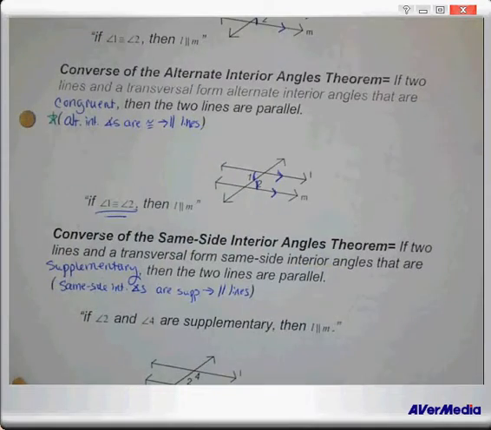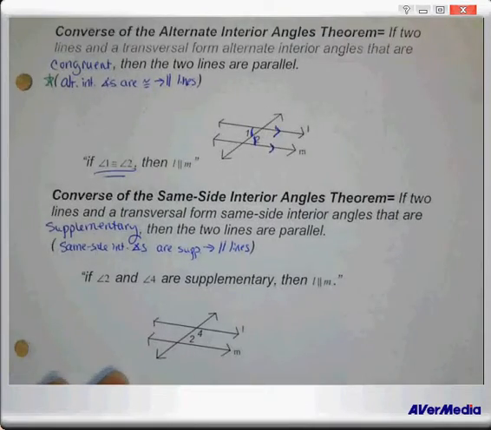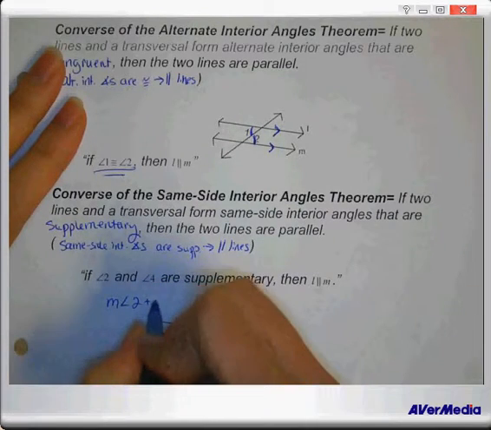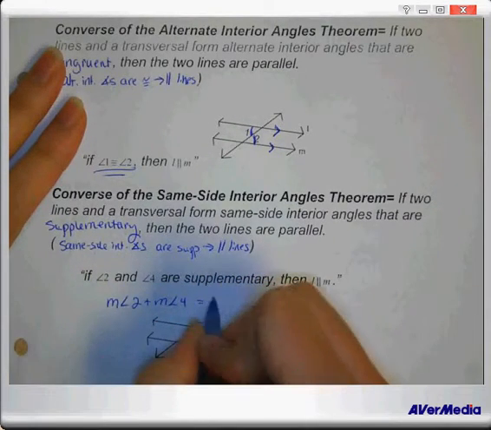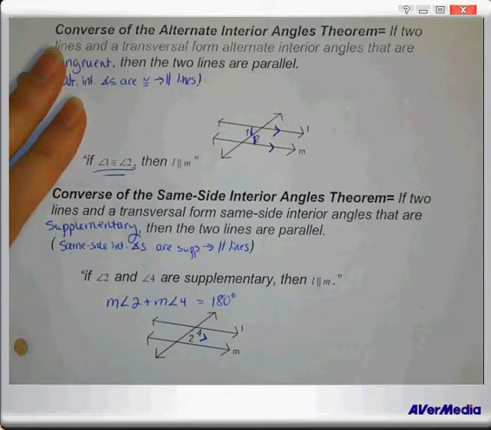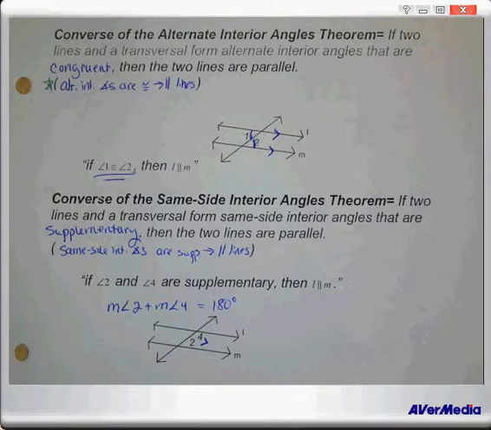What we're saying is, hey, the measure of angle 2 plus the measure of angle 4 equals 180 degrees. So those two angles right here add up to 180. All right, so they're not a linear pair, but because of that, we can get linear pairs that do this. So we know then that the two lines are also parallel. So we're going to be looking for those traits.